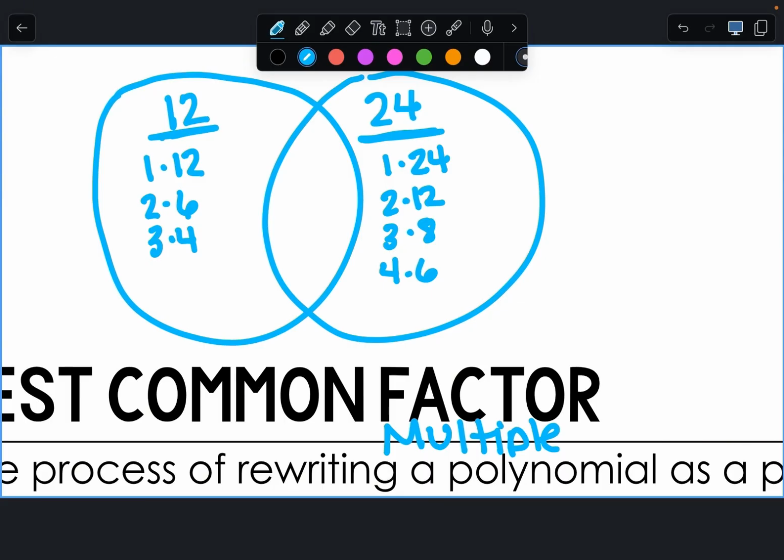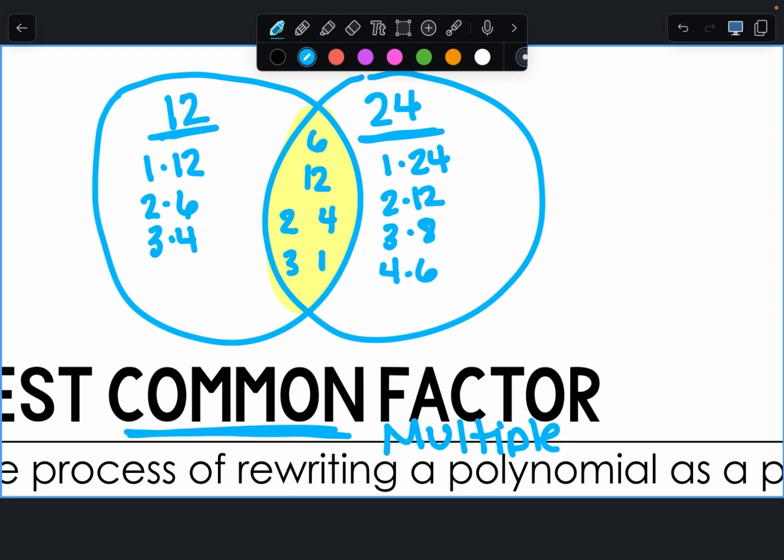Now, in the Venn diagram, what does this middle area mean? What do they have in common, right? Now we're looking for the common factors. What are my common factors? 6 and 12. Is that it? And then 2 and 4. 2, 4, what else? 3. 3, what else? 12. You already said 12. We already said 4. 1. And that's it. Okay.